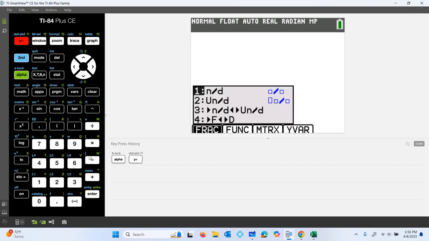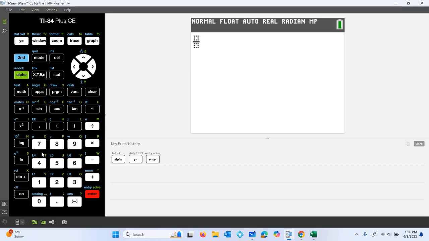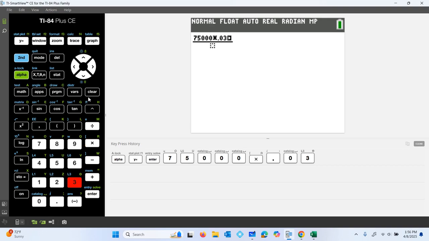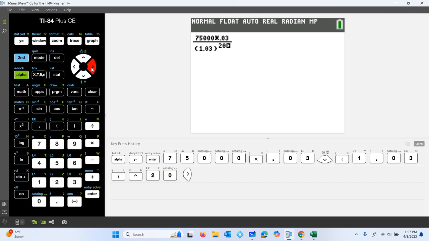So here we could probably just say, Y equals 75,000 multiplied by 0.03, and this is going to be divided by, now I've got to put that in parentheses, 1.03 raised to the 20th. Okay. And then we're going to subtract 1, and let's see what we get when we push enter. Now this is the amount that you're going to pay.